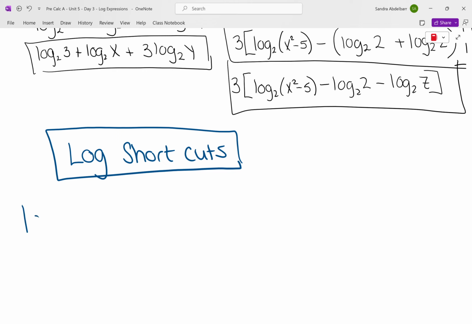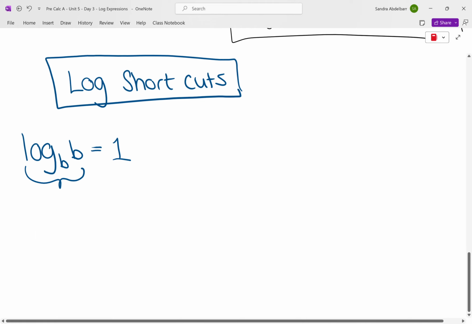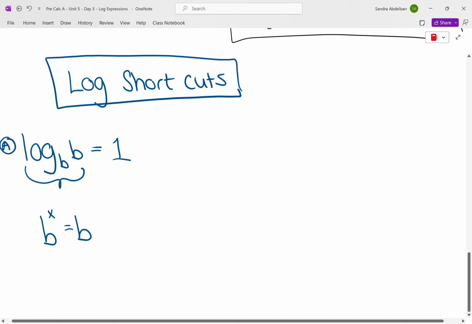Okay, so if I have log base b of b, that's actually going to equal 1. And I'll show you the reasons for this. Why does log base b of b equal 1? Well, think about what log base b of b is. This is saying b to the x power equals b. Well, b to what power will give it itself? 1. That's why log base b of b will always simplify to 1. So that's the first shortcut. Log base b of b will always be 1.